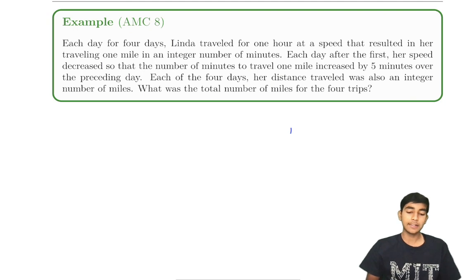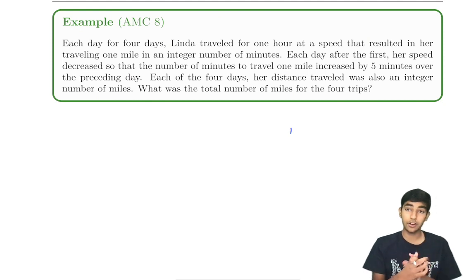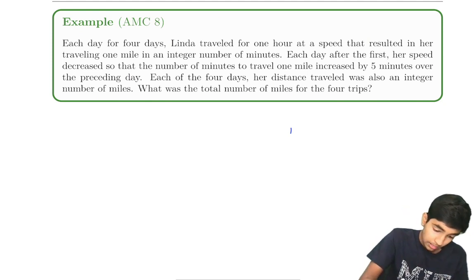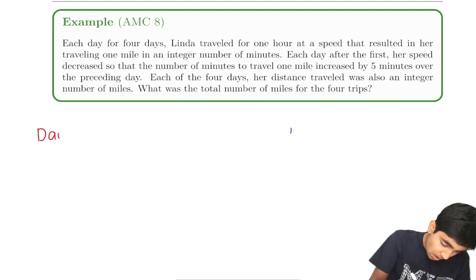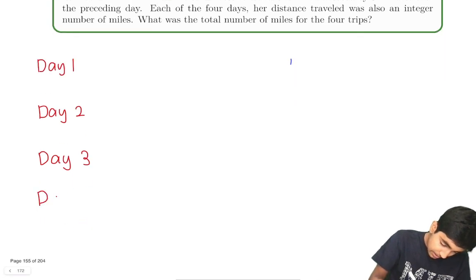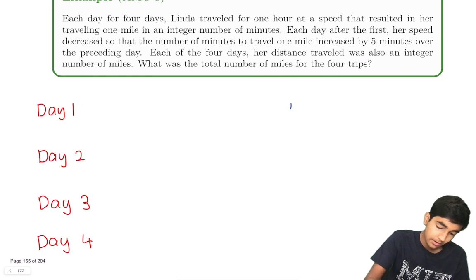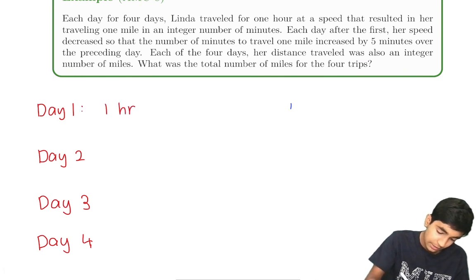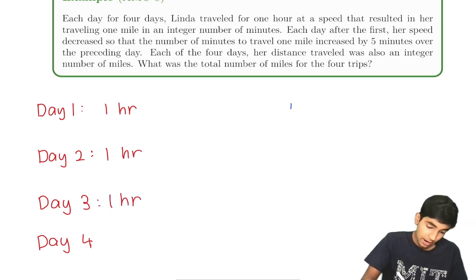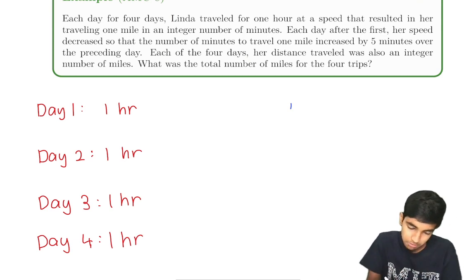Each day for 4 days, Linda travels for 1 hour at a speed that resulted in her traveling 1 mile in an integer number of minutes. So, Linda for 4 days, so let's write day 1, day 2, day 3, and day 4. Each day, Linda travels for 1 hour, so 1 hour for each day. And it says in the problem that a speed that resulted in her traveling 1 mile in an integer number of minutes. Let's continue reading the problem.